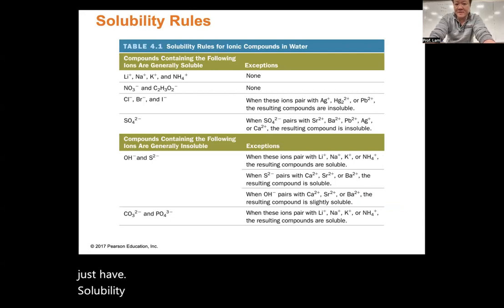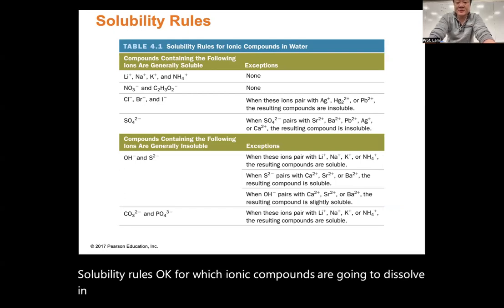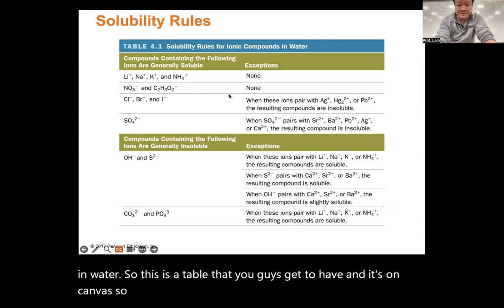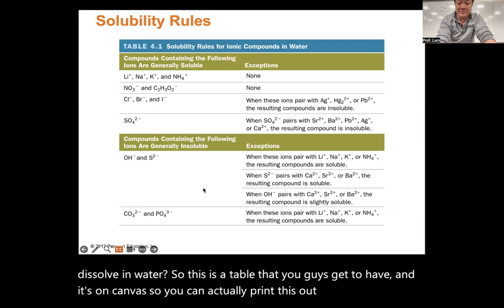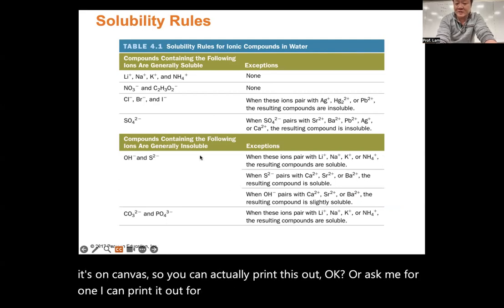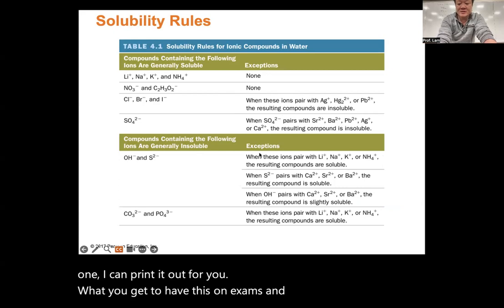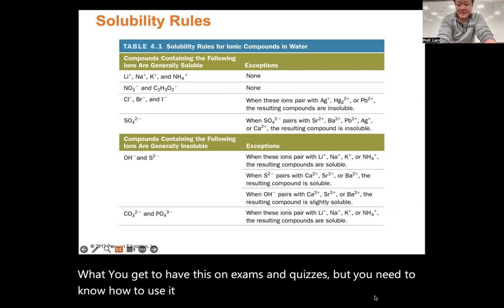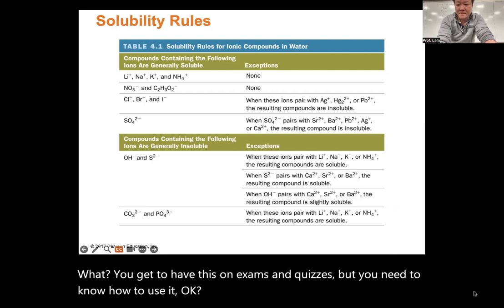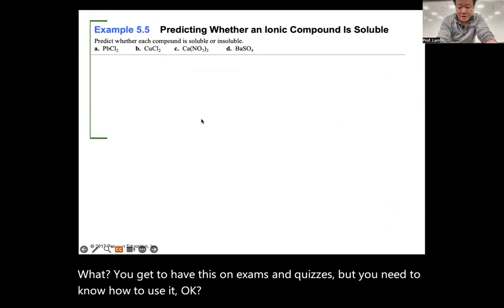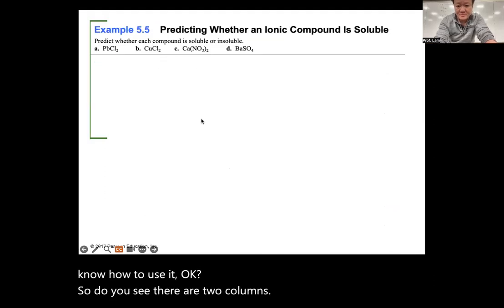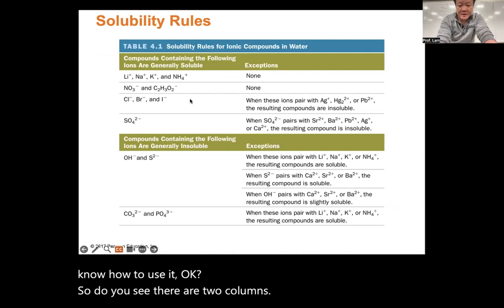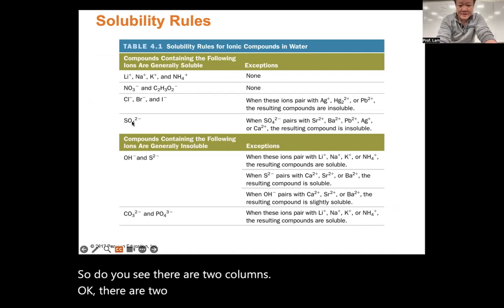And so we just have solubility rules, okay, for which ionic compounds are going to dissolve in water. So this is a table that you guys get to have, and it's on Canvas, so you can print this out, or ask me for one. I can print it out for you. You get to have this on exams and quizzes, but you need to know how to use it, okay? So do you see there are 2 columns?